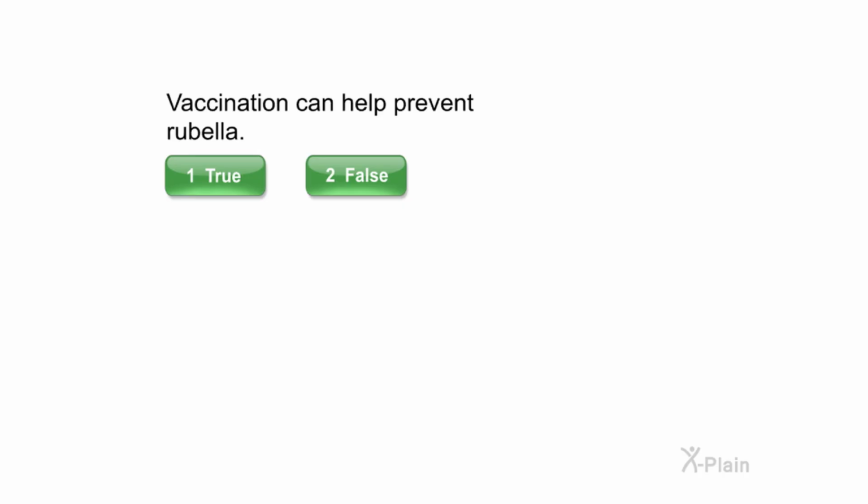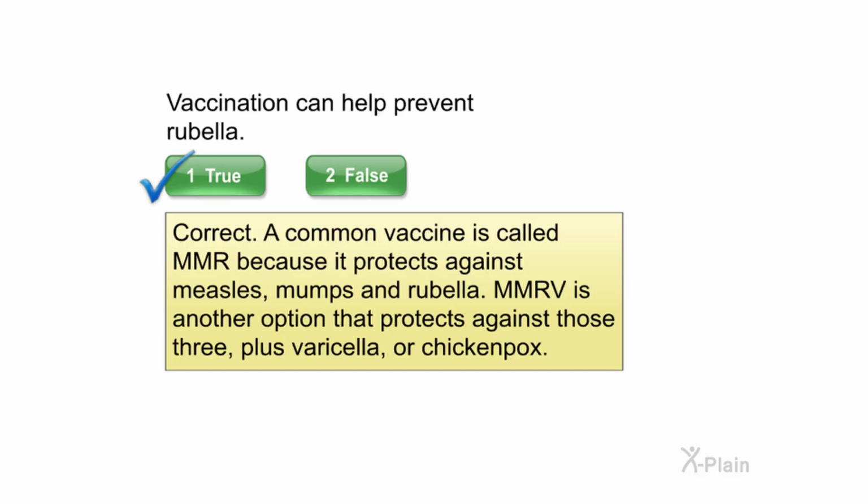Vaccination can help prevent rubella. Select true or false. Correct. A common vaccine is called MMR because it protects against measles, mumps, and rubella. MMRV is another option that protects against those three, plus varicella or chickenpox.